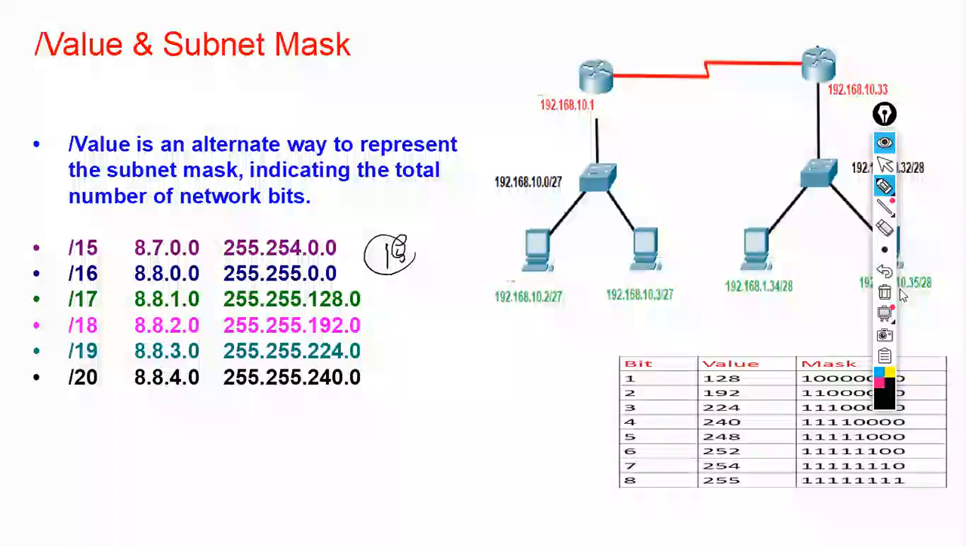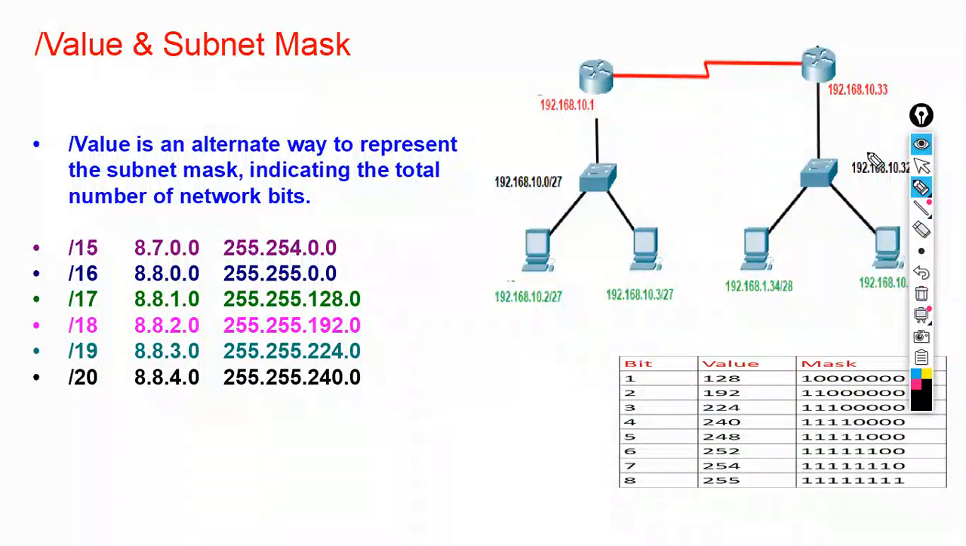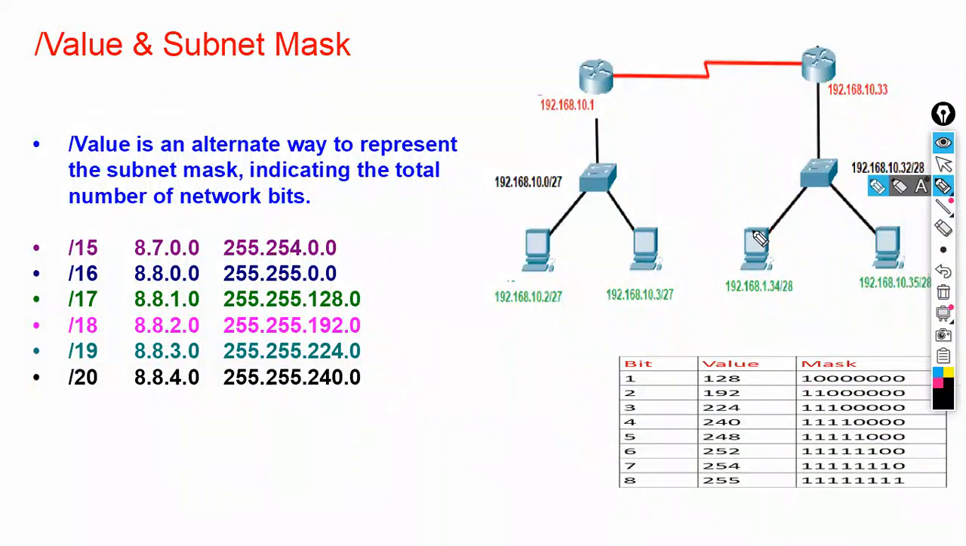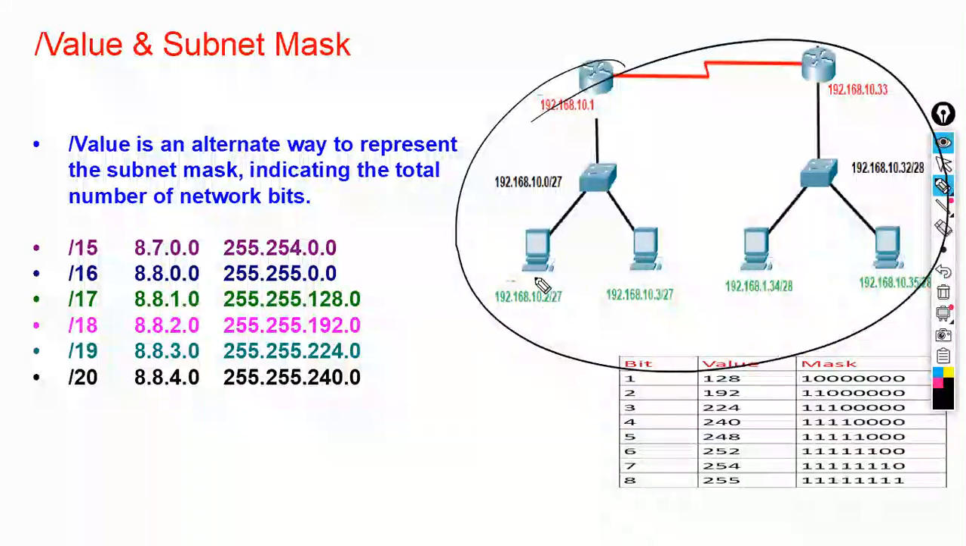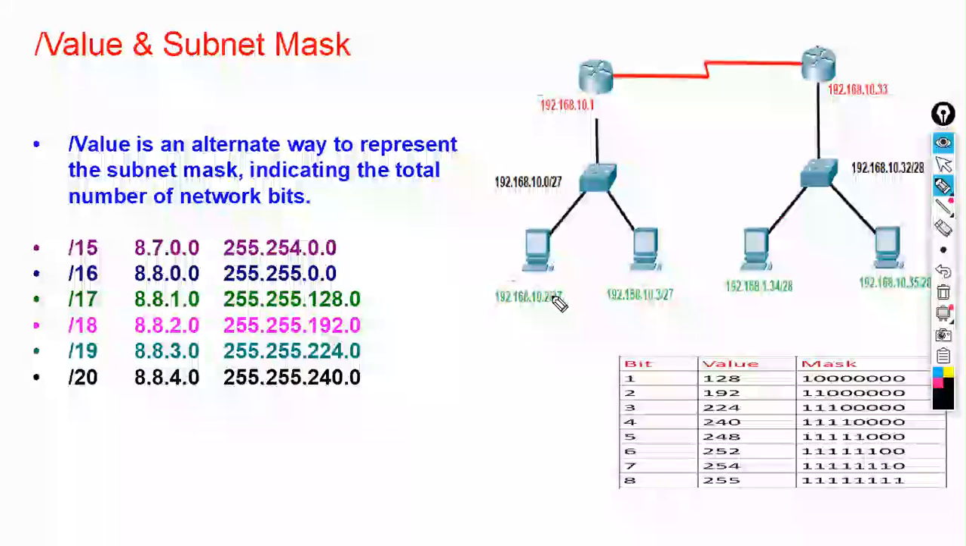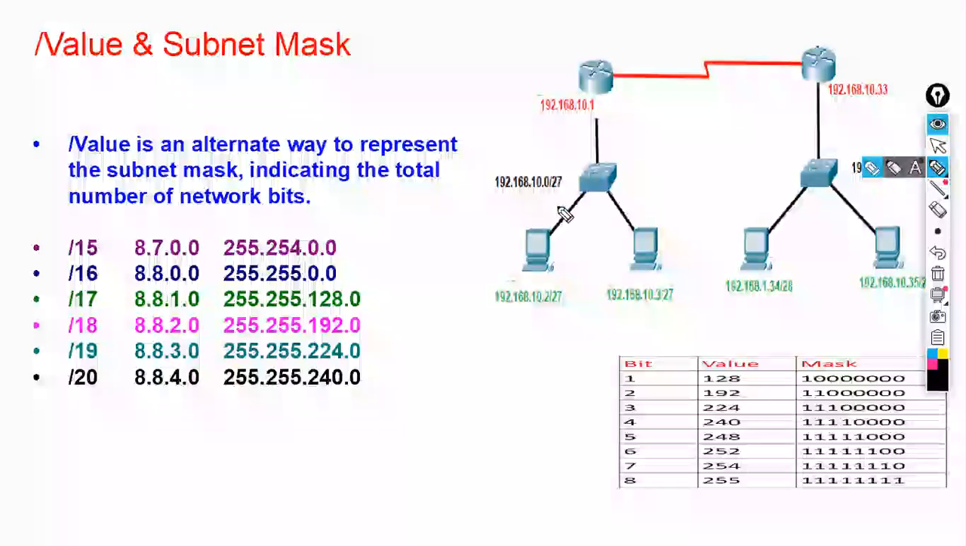So what does slash value mean? Let us quickly try to understand. In this example, we have some PCs, and these PCs have IP addresses configured with a slash value: slash 27, slash 28, slash 21. We have already discussed how to calculate the slash value.